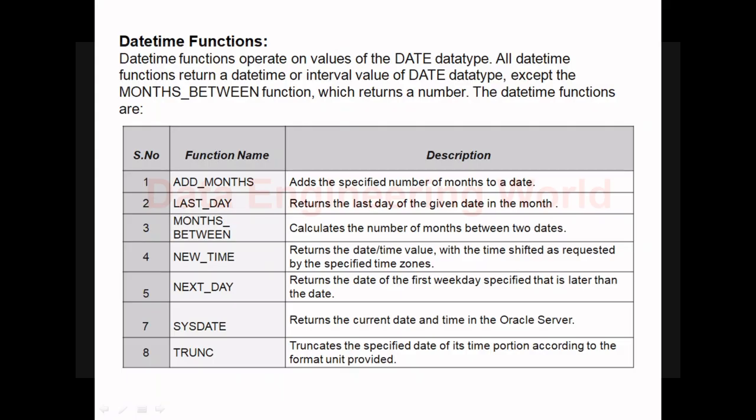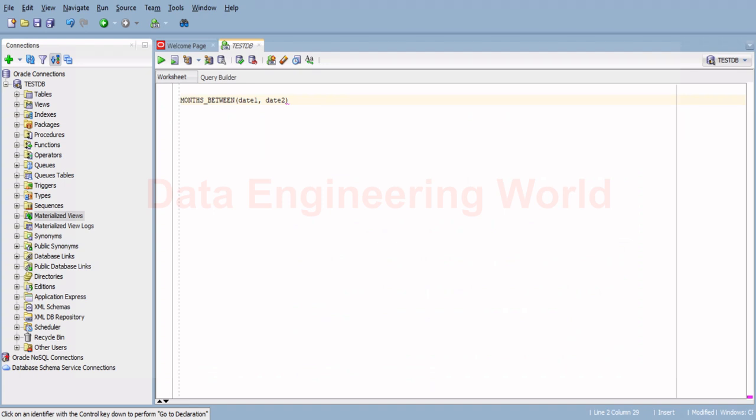The next function in the list is months between, which calculates the number of months between two dates. So let's look at the syntax of this months between datetime function. This function takes two parameters as input, which are date 1 and date 2. So let's look at some practical examples of the months between function.